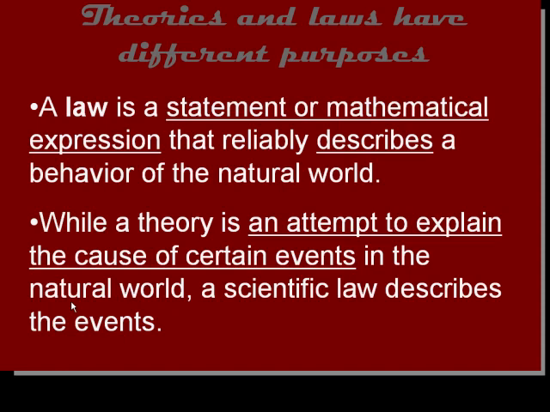A law is a statement or mathematical expression that reliably describes the behavior of the natural world. So a theory is an explanation to explain the cause of certain events in the natural world, but a scientific law describes the events. For example, a scientific law would be the law of conservation of mass. If we were to make a prediction based upon the law of conservation of mass, we would say that the mass of my reactants is equal to the mass of my products, because I still have the same numbers and types of atoms, but what happens during a chemical reaction is the atoms themselves are rearranged.